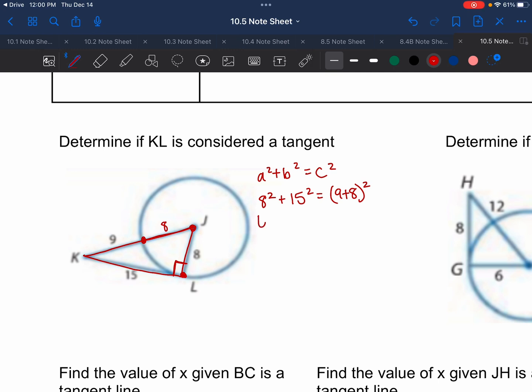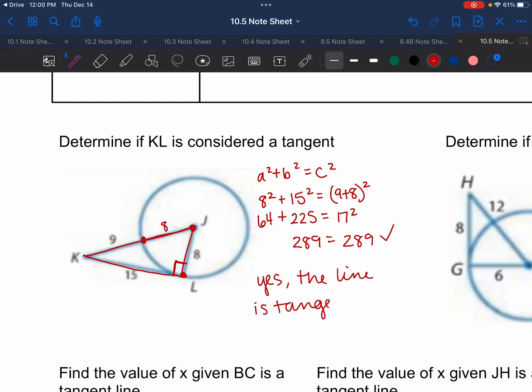So 8 squared is 64 plus 15 squared is 225 equals, and then 9 plus 8 is 17, so that's 17 squared. 64 plus 225 is 289. 17 squared is 289. So yes, those two are equal. The Pythagorean theorem holds, so we can say that yes, the line is tangent to the circle.